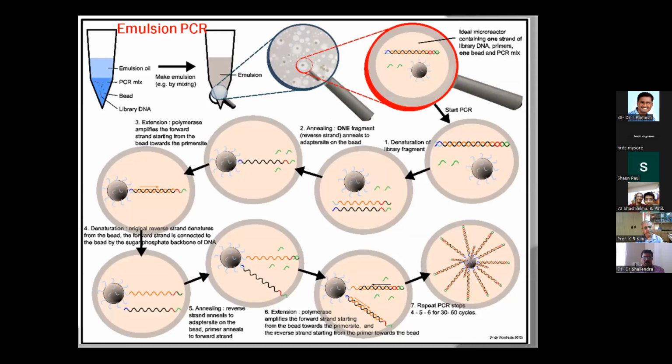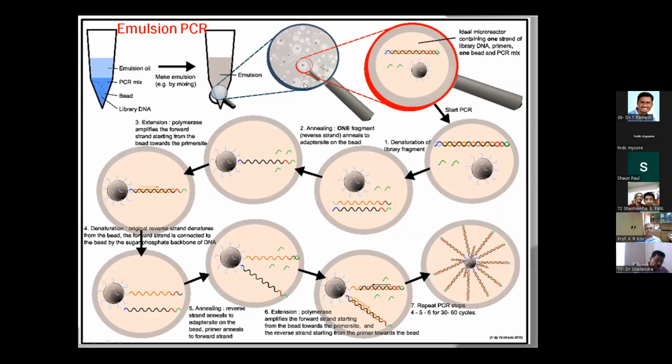As the name indicates, you are carrying out the PCR in an emulsion. So there's an emulsification reaction which contains an emulsion oil, all the PCR mixture, typical dNTPs, then all the other components. You have the so-called microbeads. These are basically microreactors, and then you have the library DNA which you have generated. So you mix it and make an emulsion.